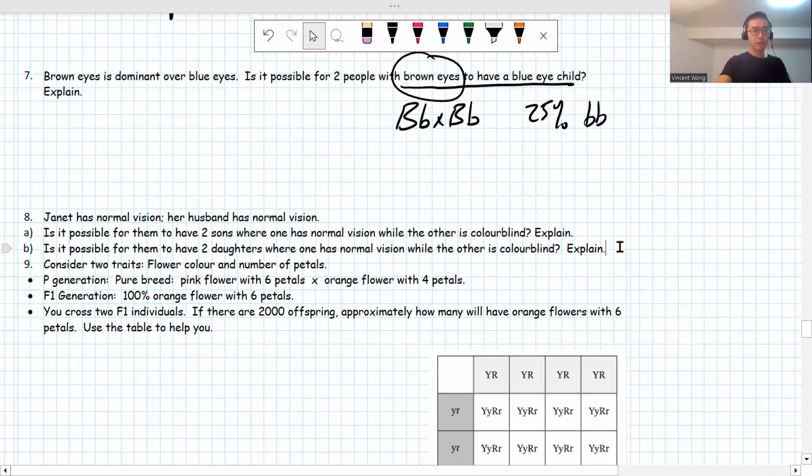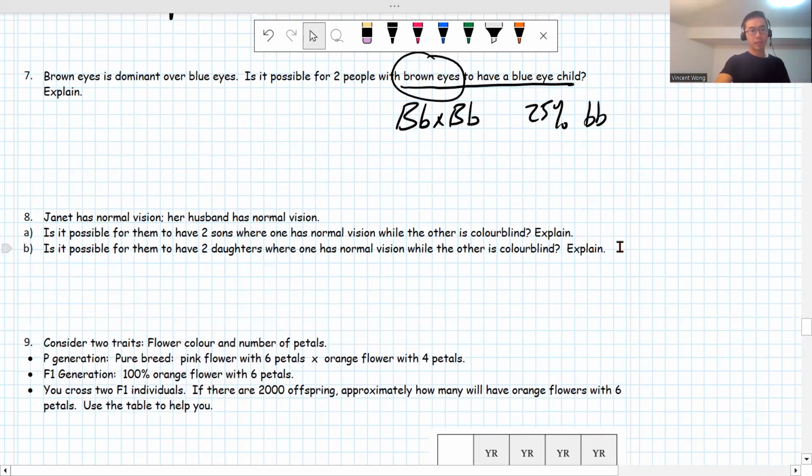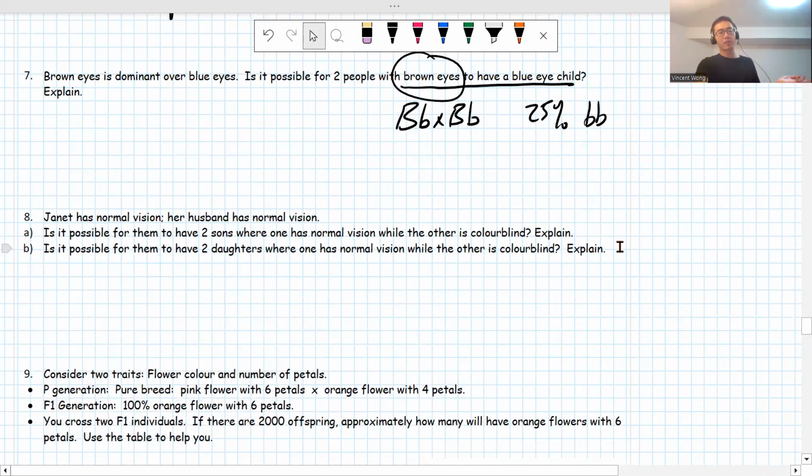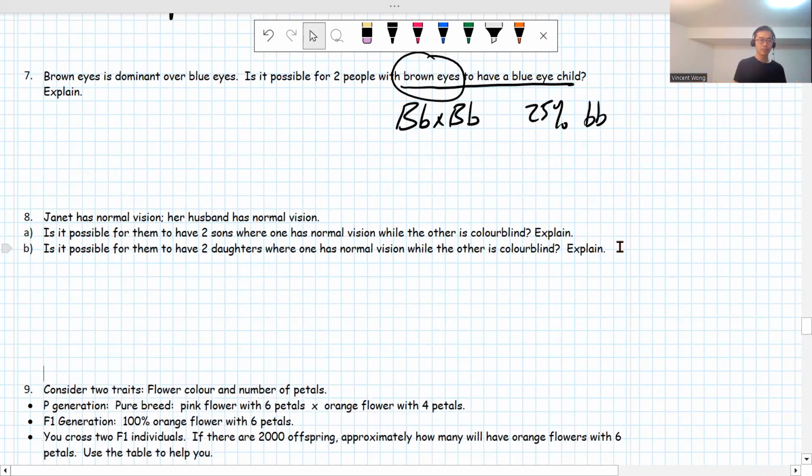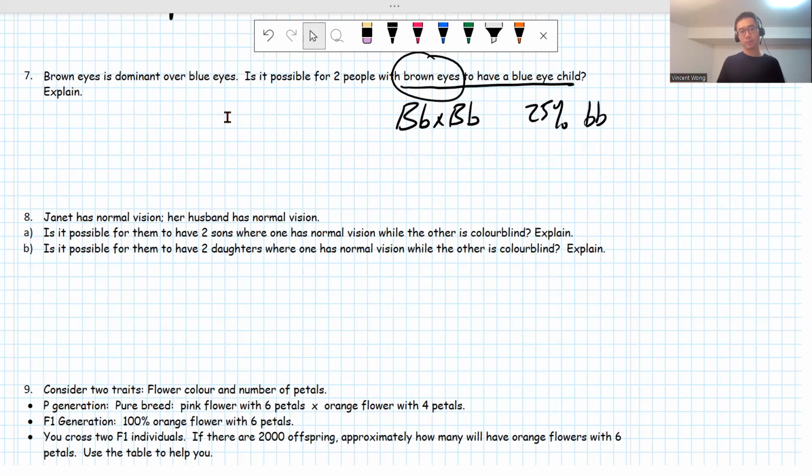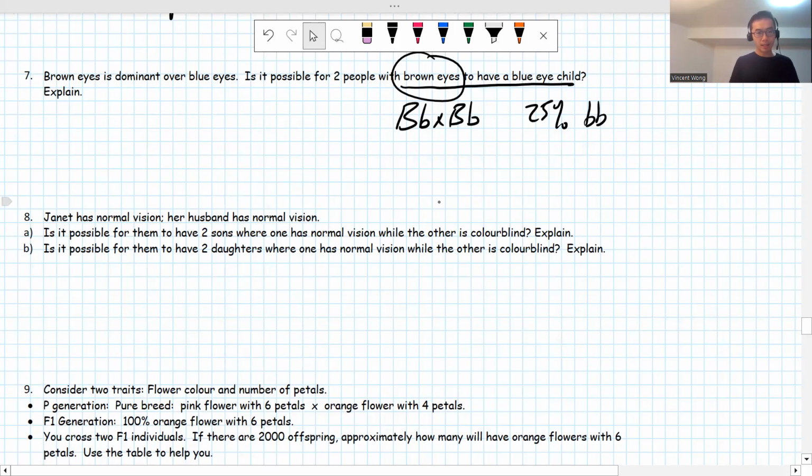This is another one that's worth thinking about. On the test, you might have multiple choice questions like this. One person has brown eyes, the other has brown eyes. Which of the following is not a possible phenotype for their child? Similarly, Janet has normal vision, her husband has normal vision. Which of the following is not a possible scenario for the kids? So you really got to understand this. Let's talk about this. Janet is a female name. If you're not sure on the test, you can always ask me.